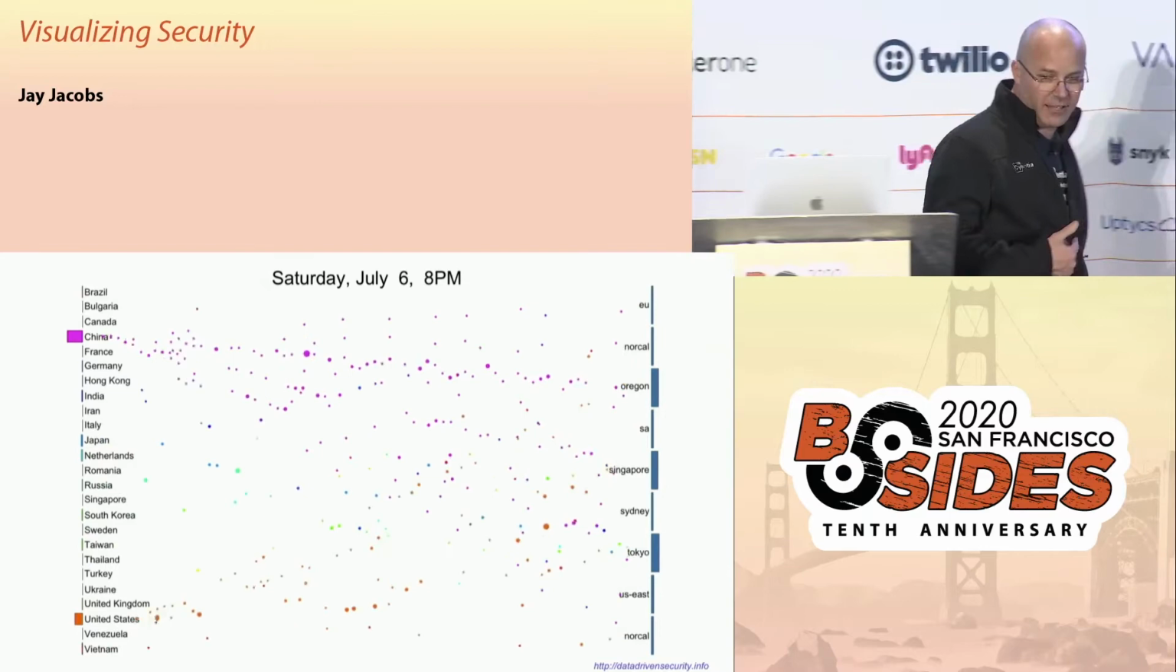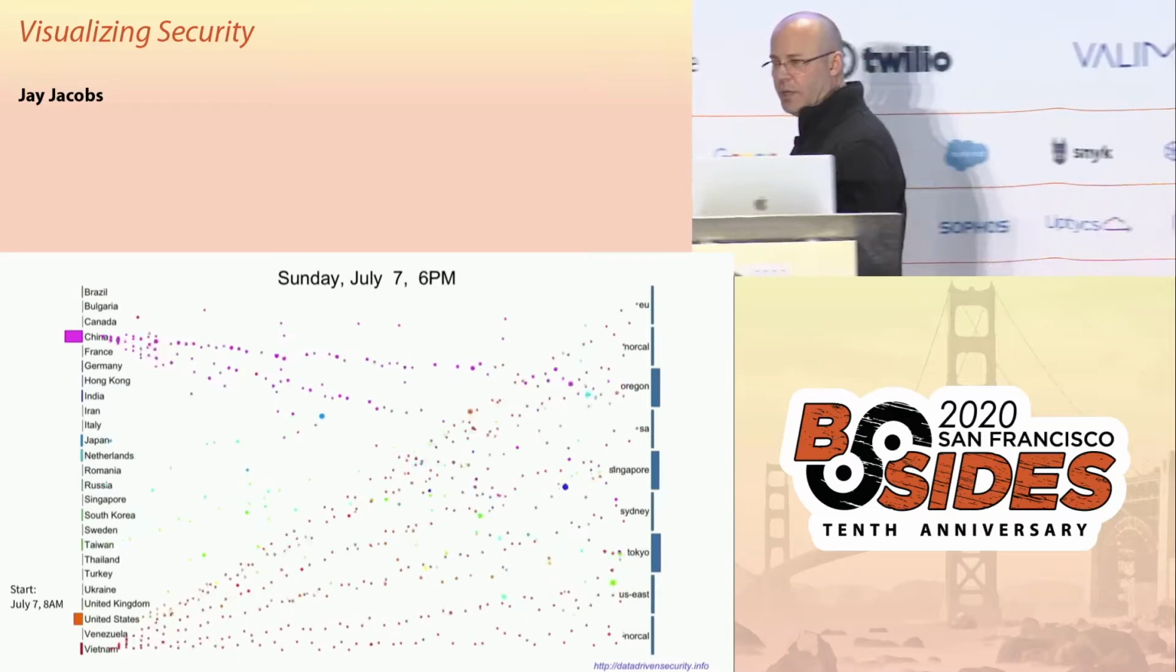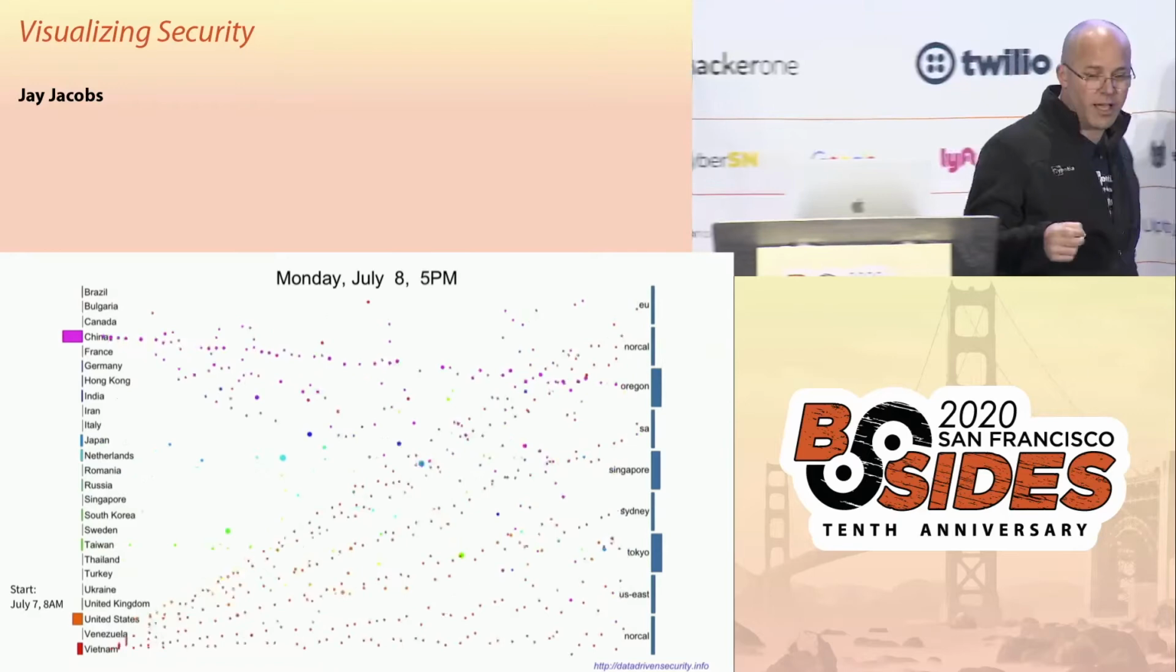What we're going to see, Sunday morning, I think 8 a.m., if you watch Vietnam on the bottom there, at 8 a.m., you start to see this massive spew of packets coming out of Vietnam. And this is a really slow scan. Remember, each of those little balls is a 5-minute period. This goes on for roughly 40 hours, and then it abruptly stops.